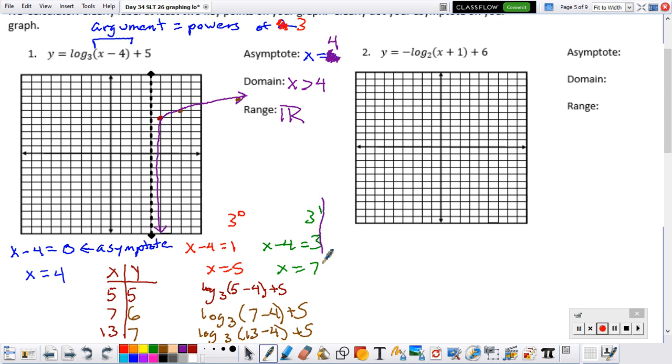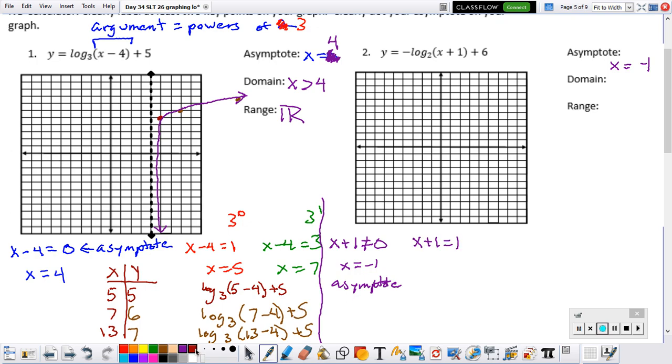So we're going to do the same thing we did for number 1. We're going to take the argument. We know the argument cannot really equal 0. That will be my asymptote. So that tells me I have an asymptote at x equals -1. Can't have the argument equal to 0. Can't raise 2 to the power and get 0. So now 2 to the 0 power would be 1.